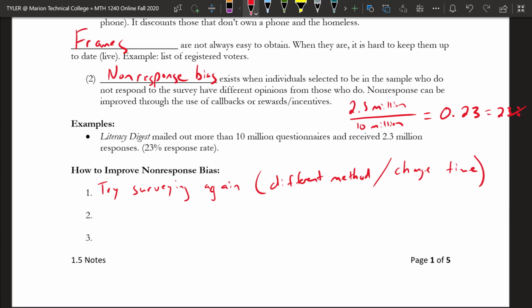So then another way to improve non-response bias is to offer an incentive. Right, and this could be money. So I'll give you $1 if you answer my survey, or $10. Maybe it's a drawing. Right, so if you answer this survey, we will enter you in a drawing for an iPad or something, right?